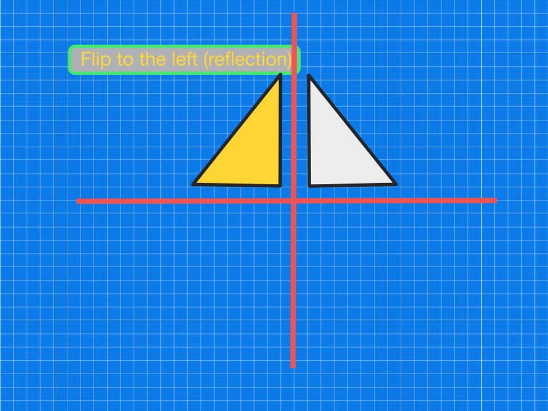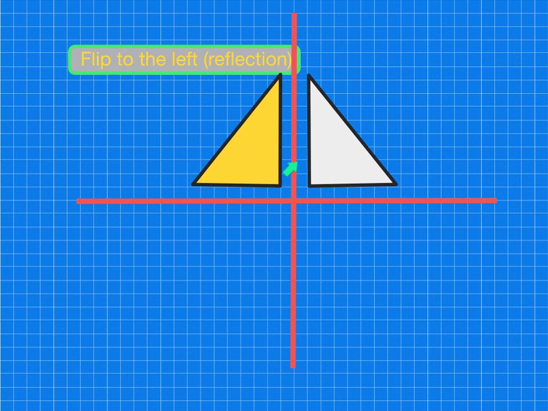The first one I've done here is I'm flipping my triangle from its original position here to the left. You can also call that a reflection. Notice the position of my original triangle. It's one above the line here, and it's one space to the right of my y-axis here.